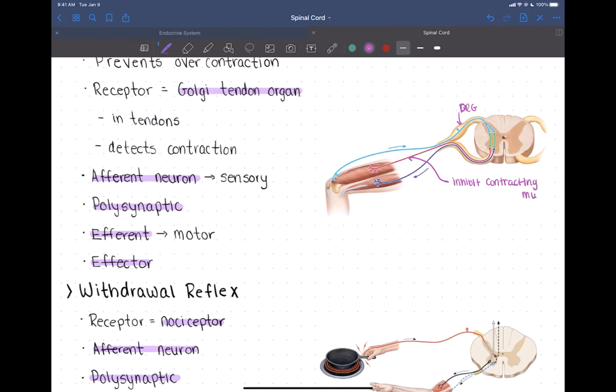There's also going to be a message sent to the muscle that acts as an antagonist to this muscle. So here, if we're talking about our quadriceps muscle, a signal would also be sent to our hamstrings, on the back of the leg, telling them to contract. So we're going to cause contraction of the antagonist muscle.